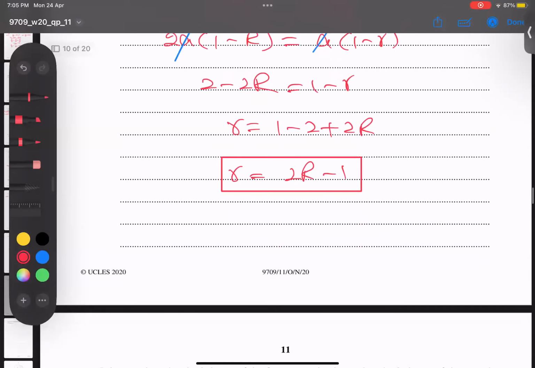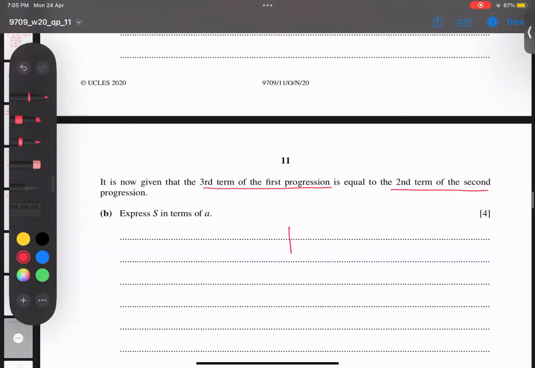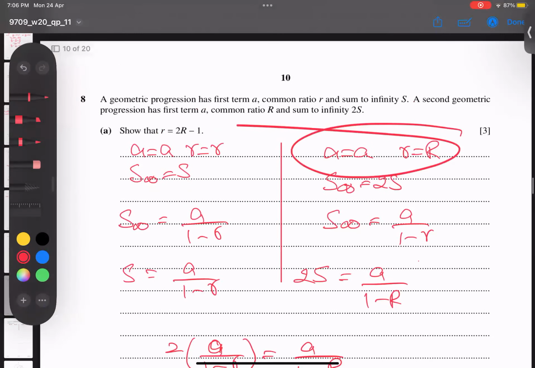If you look carefully, according to the situation, I'm writing the two progressions here. For the first, a is a, r is r. For the second, a is a, but r is not r. Small r is equal to capital R. Let me recheck. You can see here. So this part is very clear.